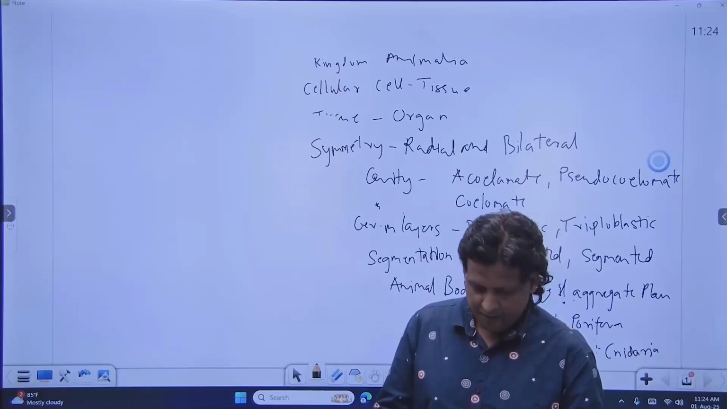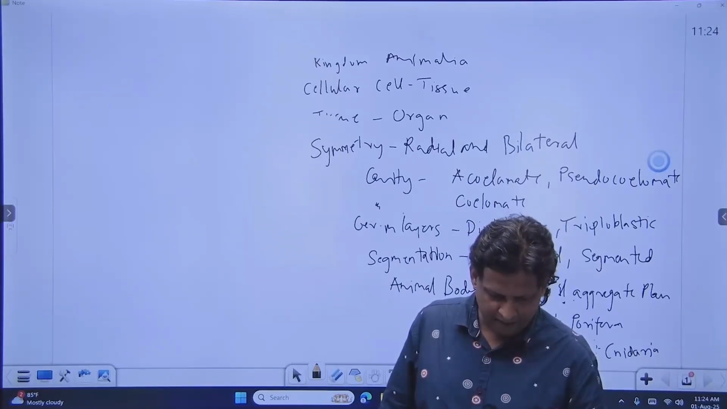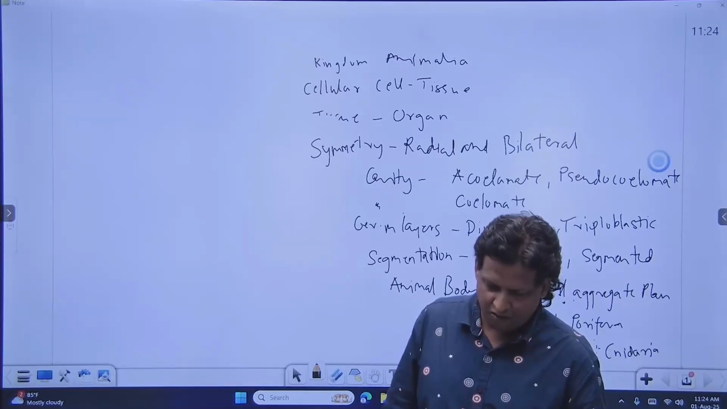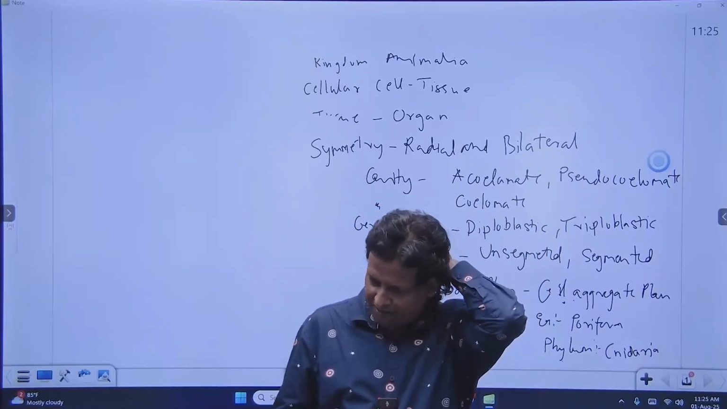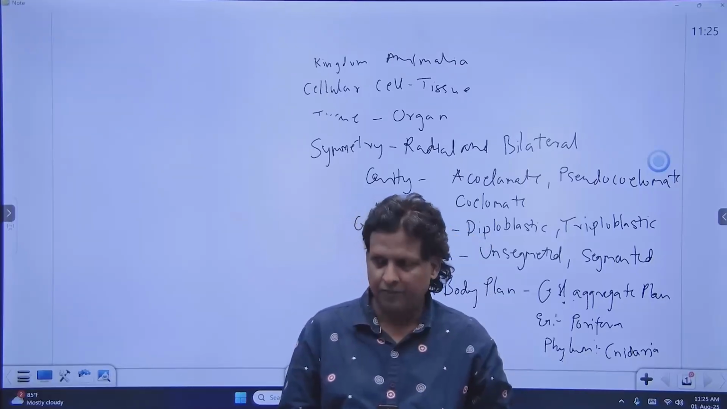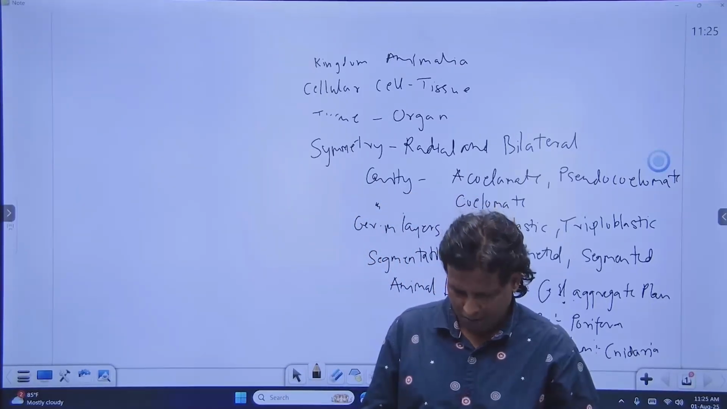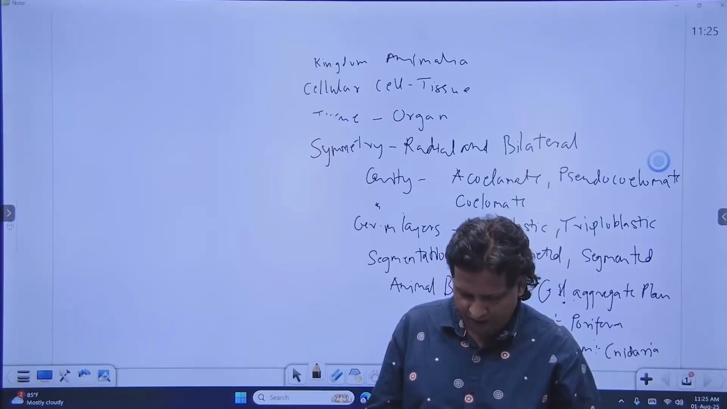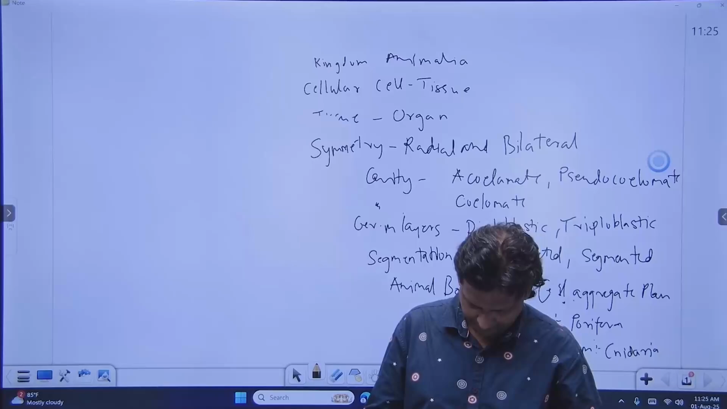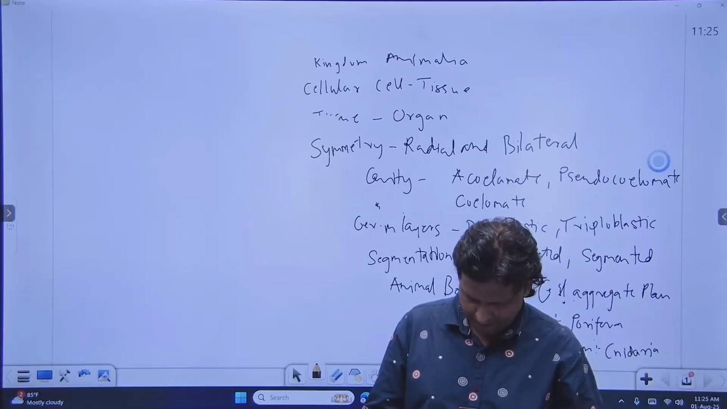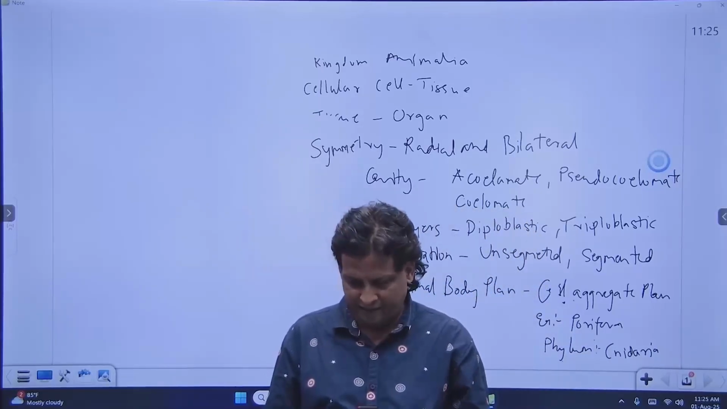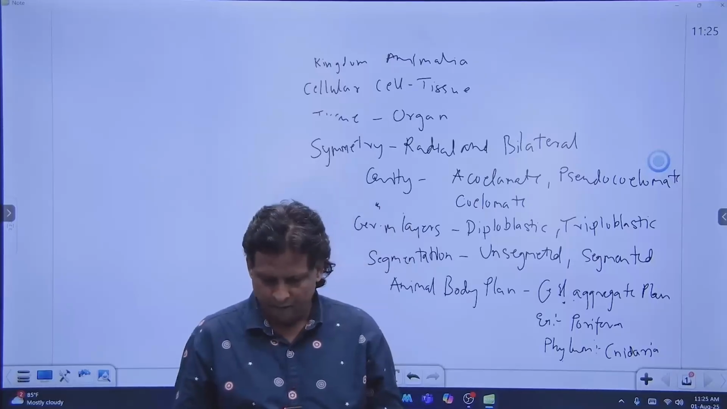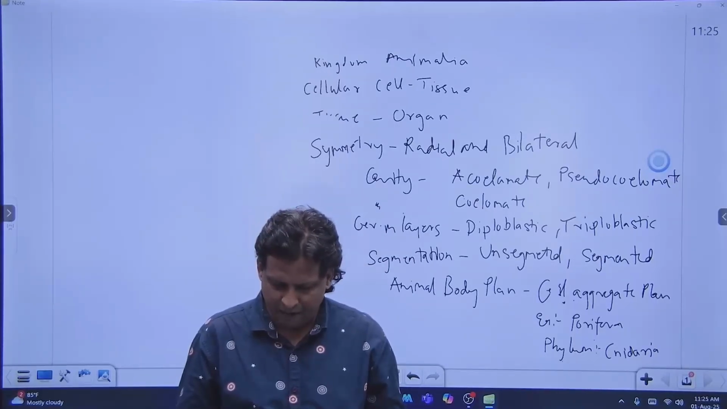See the parts. If you want, you can draw these two diagrams seen in the textbook: Sycon and typical sponge body. Roughly draw the diagram in your book and just see what the parts are. Parts are osculum, ostia, body, choanocytes. Spongocoel is lined by special flagellated cells called choanocytes. You can see choanocytes, osculum, ostia, central cavity, epidermis, flagellum.